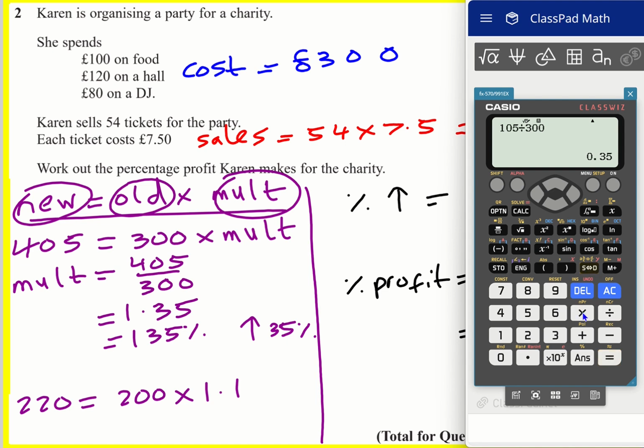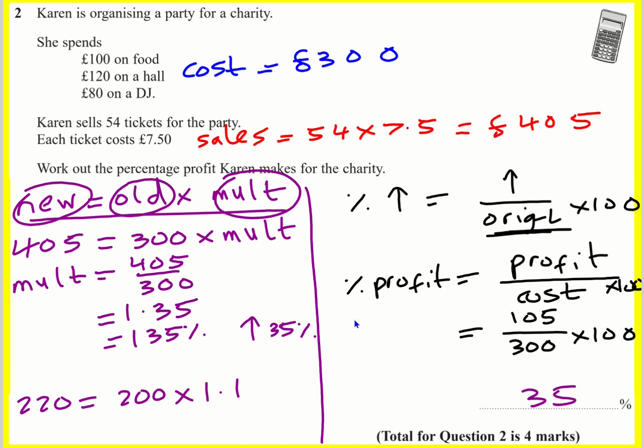Okay, so you can see we get 0.35. If you times that by 100, you will get 35. So two approaches, both giving 35% at the end.